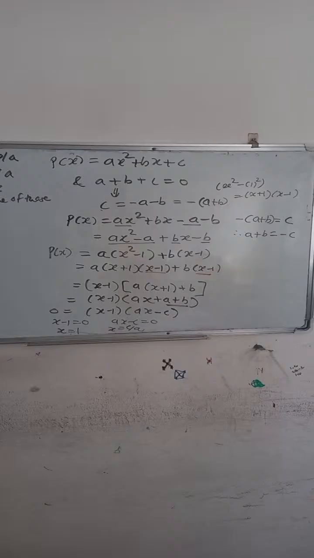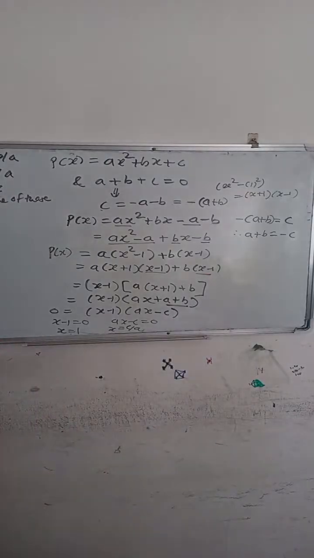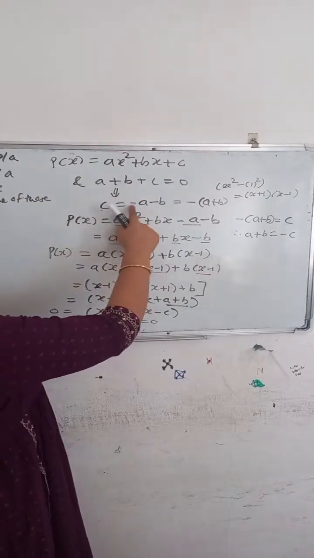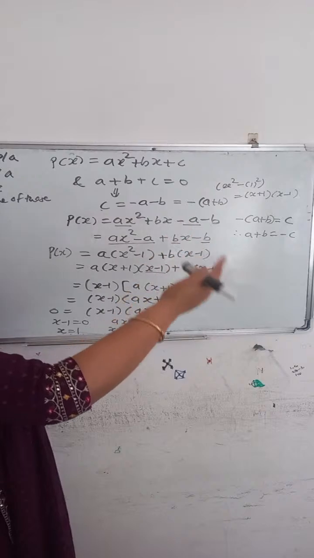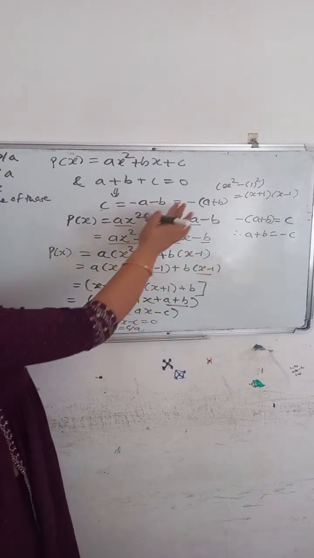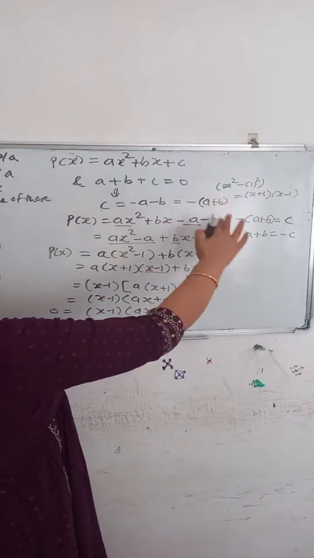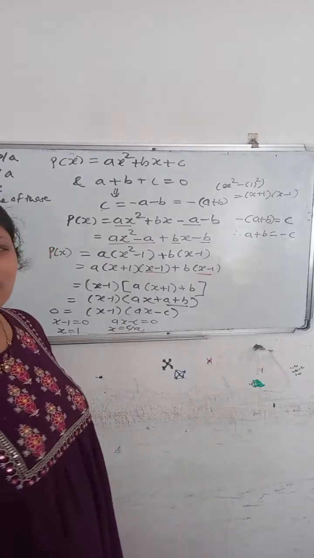Here the polynomial is given, ax square plus bx plus c. And here it is given a plus b plus c is equal to 0. So I transpose a and b to that side, so c is equal to minus a minus b. If you want, you can take the negative sign out. So if you take negative, then a plus b, and minus a plus b is equal to c. That means a plus b is equal to minus c.